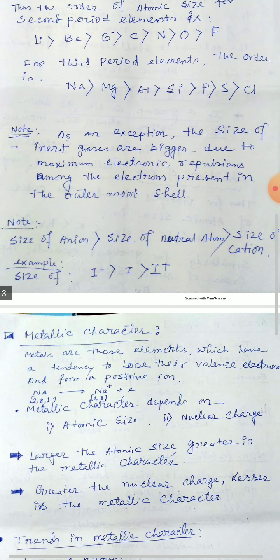Why? The reason is inert gases have a completely filled valence shell. That's why there is maximum electronic repulsion among the electrons present in the valence shell of these elements. Therefore, their size is higher compared to group 17 and 16 elements.